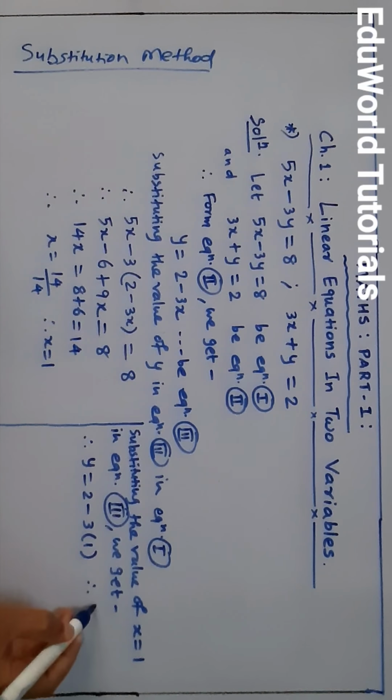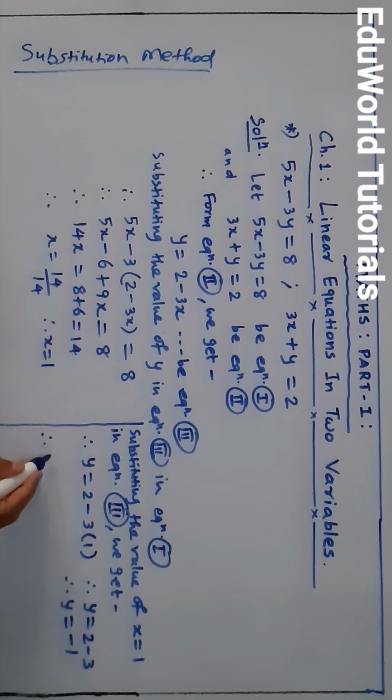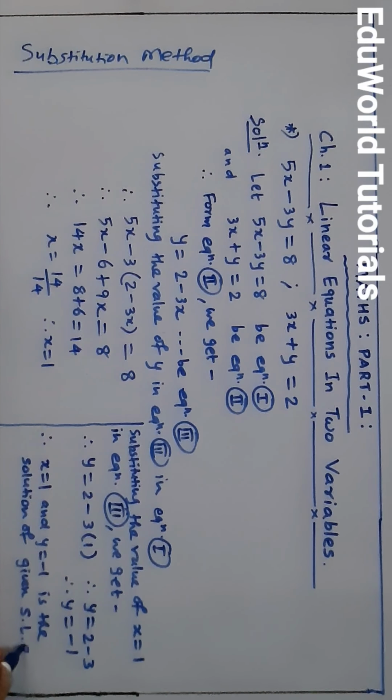So what is the value of y? y is equal to 2 minus 3, and therefore y is equal to minus 1. Therefore finally how to write? x equal to 1 and y equal to minus 1 is the solution of the given simultaneous linear equations. This is the way we have to write the answer.